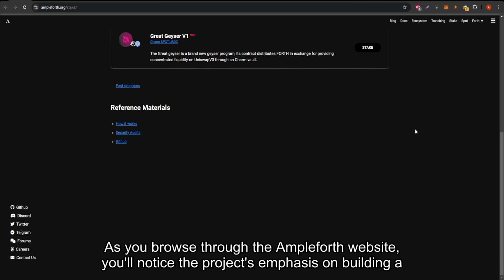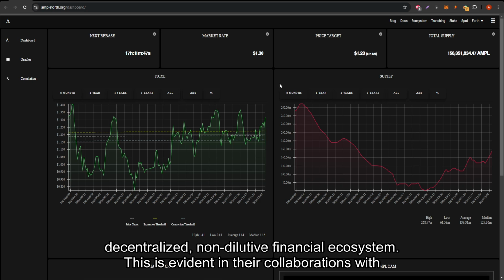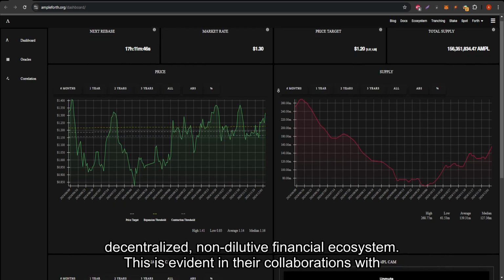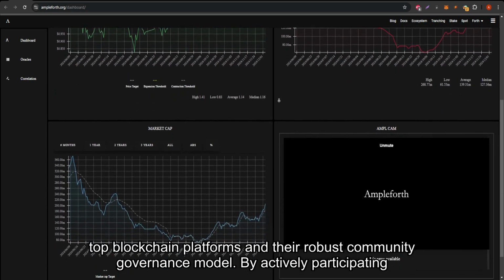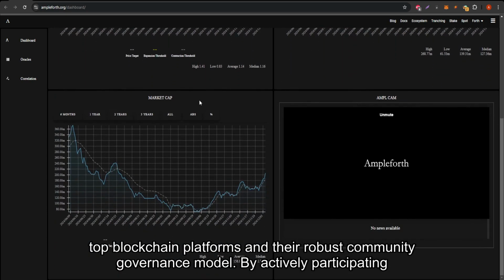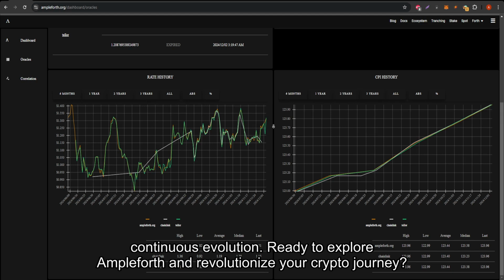As you browse through the Ampleforth website, you'll notice the project's emphasis on building a decentralized, non-dilutive financial ecosystem. This is evident in their collaborations with top blockchain platforms and their robust community governance model. By actively participating in Ampleforth's governance, users can vote on key proposals, contributing to the protocol's continuous evolution.